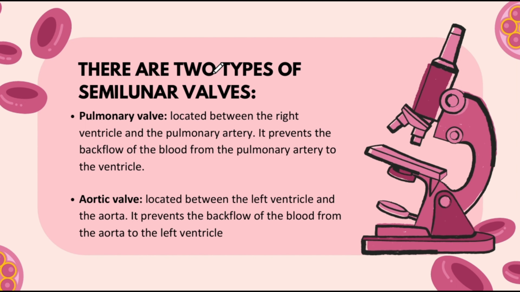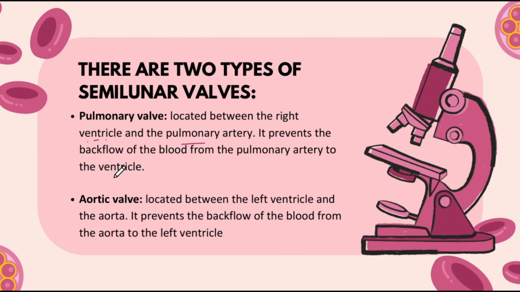There are mainly two types of semilunar valve. One is pulmonary valve, one is aortic valve. Pulmonary valve is located between the right ventricle and the pulmonary artery. It prevents the backflow of blood from the pulmonary artery to the ventricle.